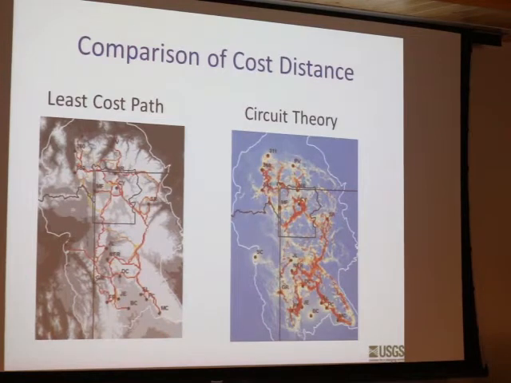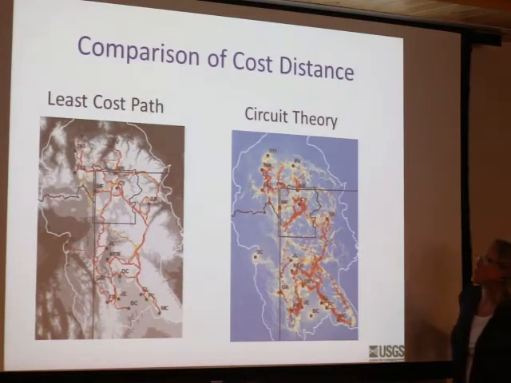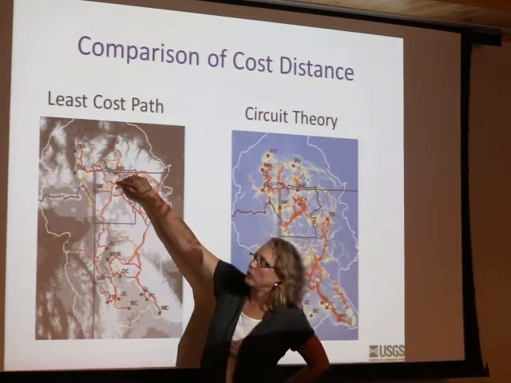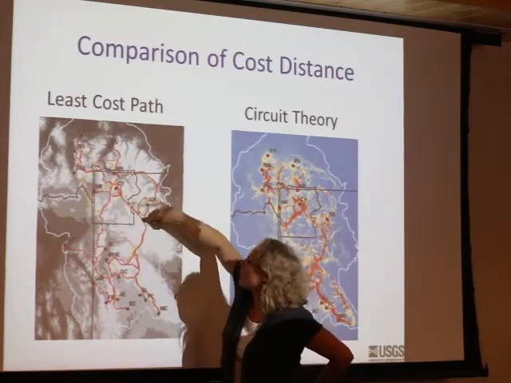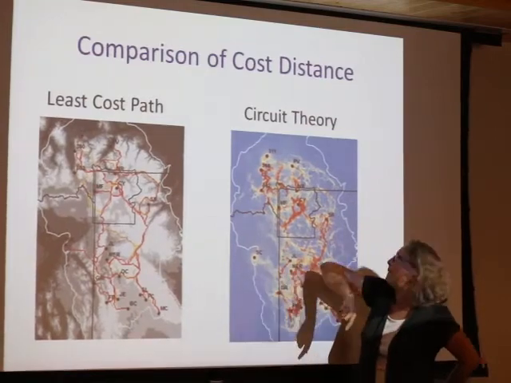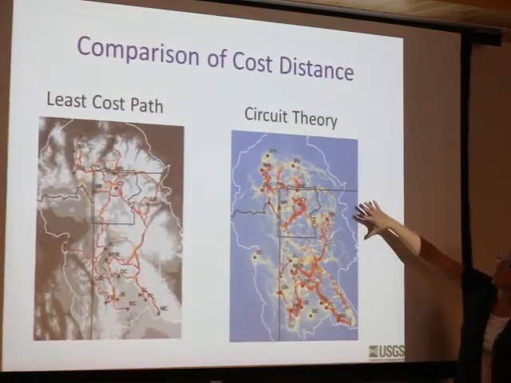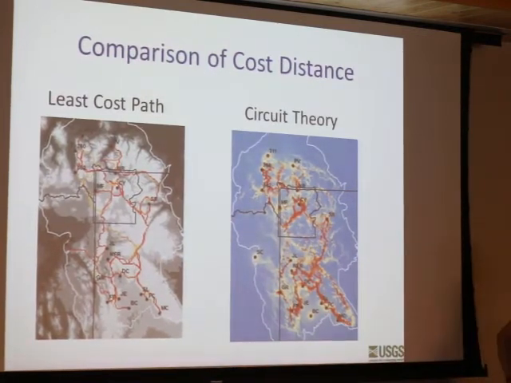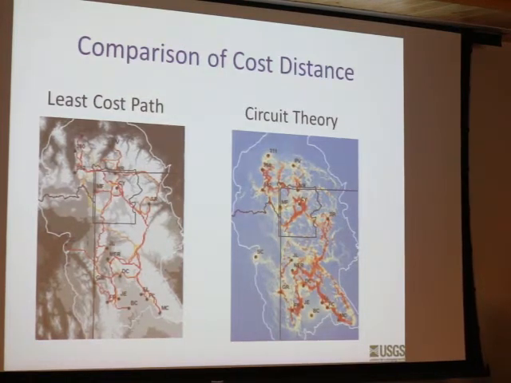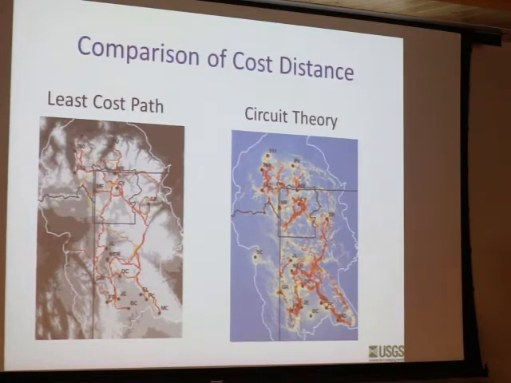This is from Brian's work, and it shows you a comparison of these different metrics. Again, with the least cost path, you're only defining a single path, or perhaps a couple of paths between different places. With the circuit theory approach, it's more of a network, and it does a better job of accounting for areas where there's a lot of area that's not too bad to move through.